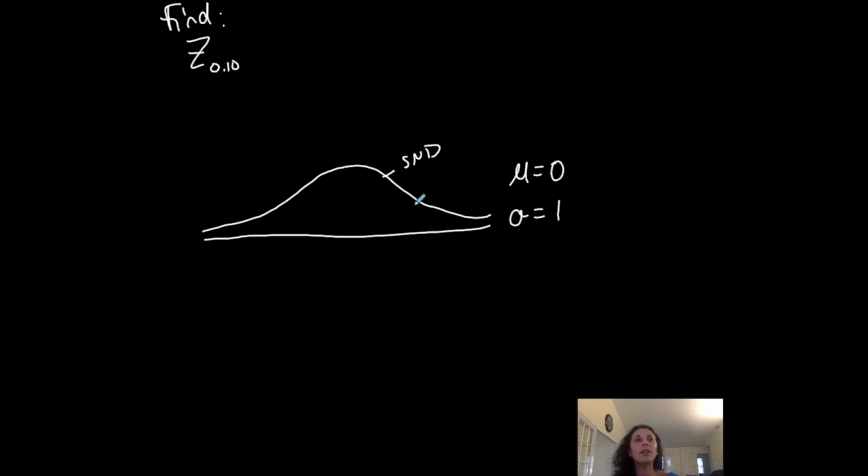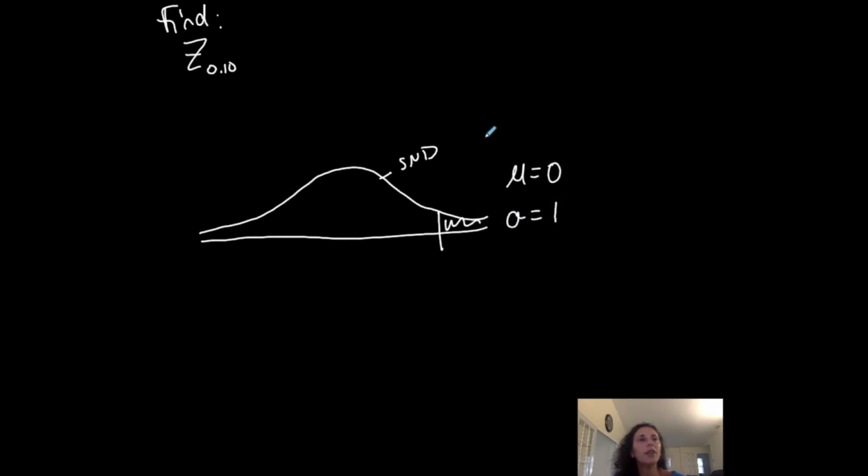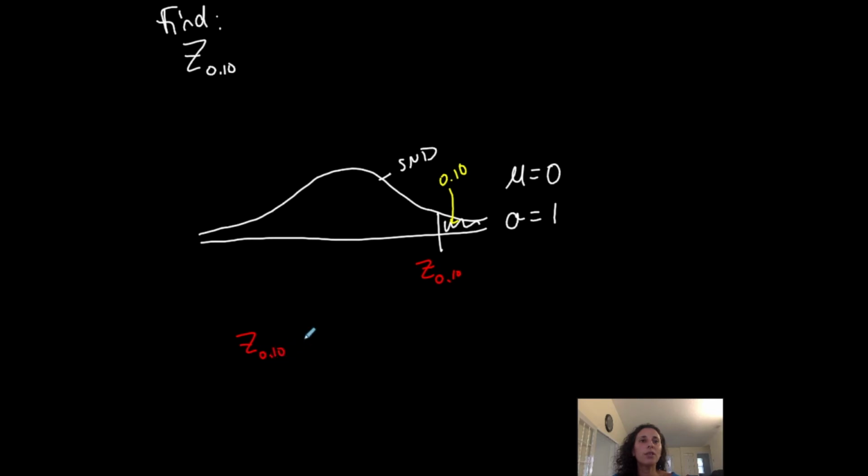This is a small area to the right, so it's all the way here in the right tail. I'll do my area in yellow. I am given that this area to the right of whatever this value is 0.10. I want to find this z-score that corresponds to that area, which is represented by this notation. I want to find z of 0.10.